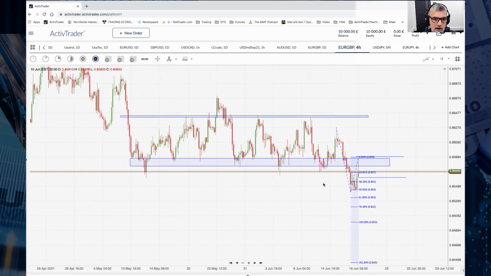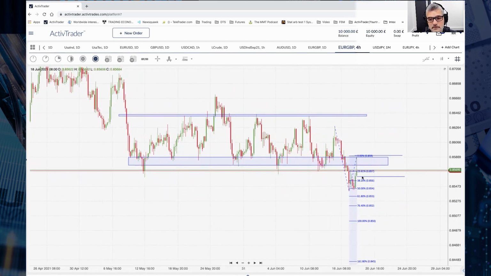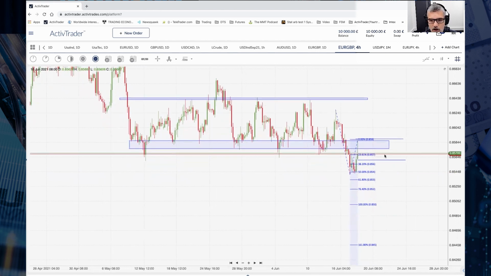For me, on a 4-hourly chart, I want to see this candle close. I want to see it close bullish ideally. And then on the next candle or preceding candles, I want to see this low get taken out. And then I want to see a continuation to the downside.